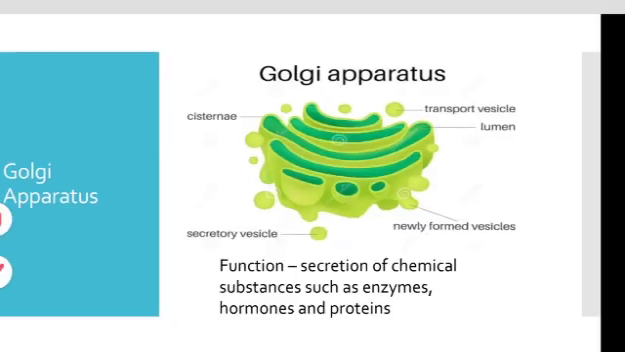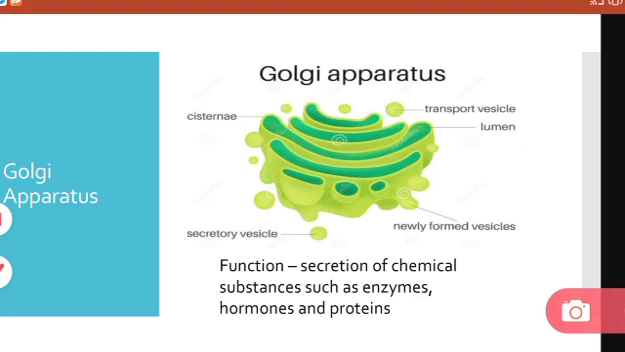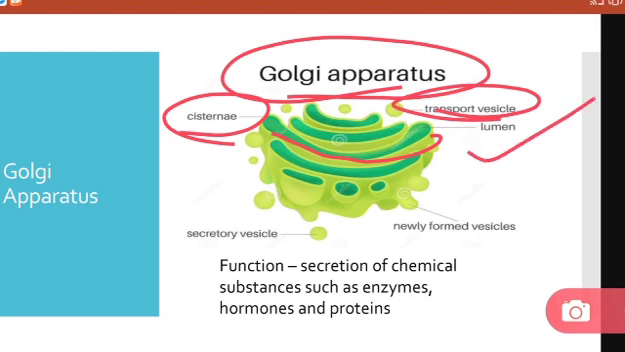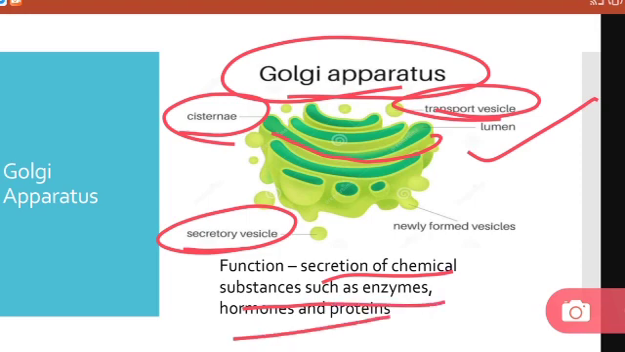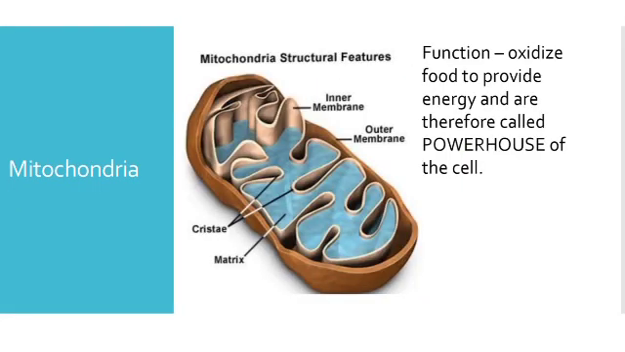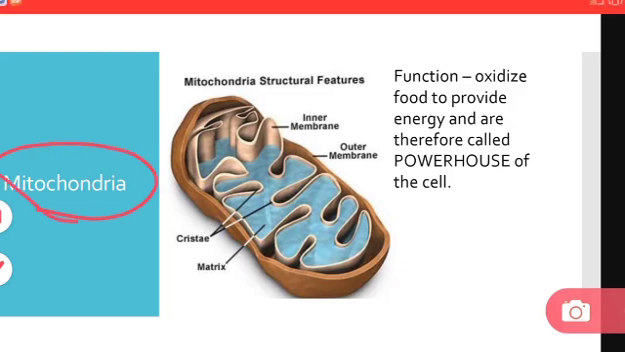Okay. Next structure comes Golgi apparatus. Golgi apparatus is the structure which is present inside the cell, and the structure is like this, and they have a rod-like structure which is known as cisternae. There is a transport vesicle, a lumen, and the secretory vesicle. Now, what is the function of this structure, that is the secretion of chemical substances such as enzymes, hormones and proteins that enables a person to do various work.